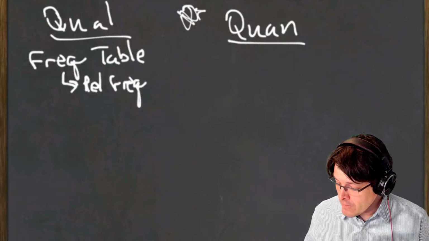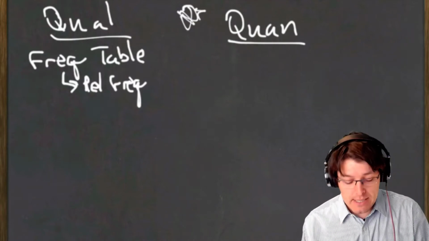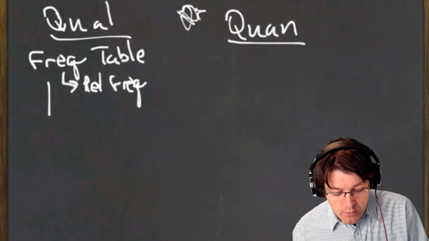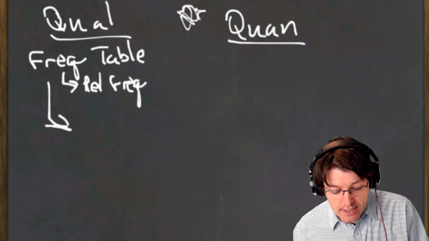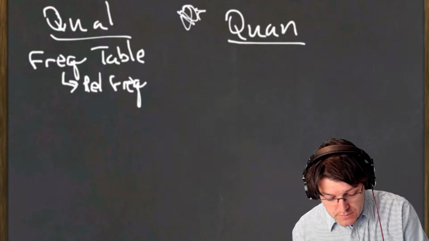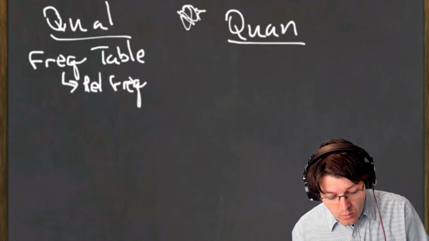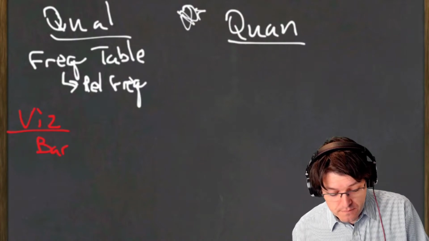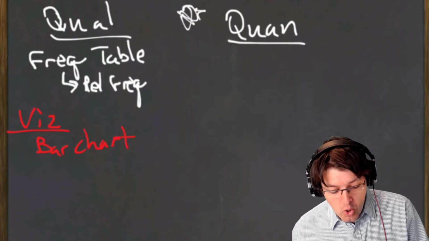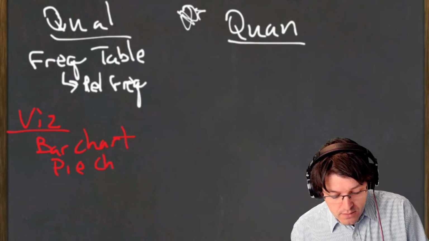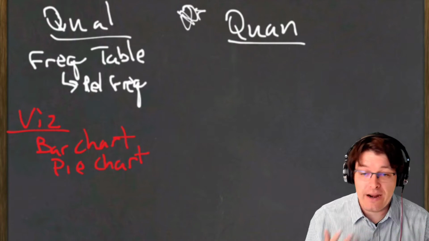These two are very much connected, and oftentimes we'll produce them side by side. But for frequency tables, if we want to then display that data, visually we would build a bar chart, or alternatively, a pie chart. And we'll learn about how to create those.